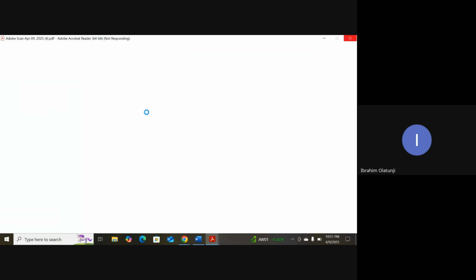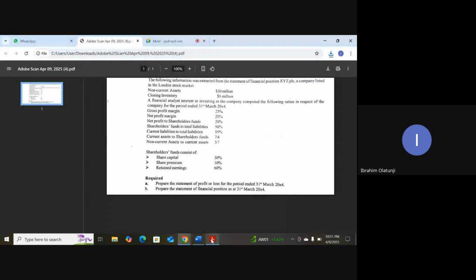Can you see my screen? Yes, sir. So you can see that all these ratios are prepared already: gross profit margin. But from there, they now say prepare the statement of profit or loss and statement of financial position. Look at this question now. They want you to use it to prepare the statement of profit or loss and statement of financial position.